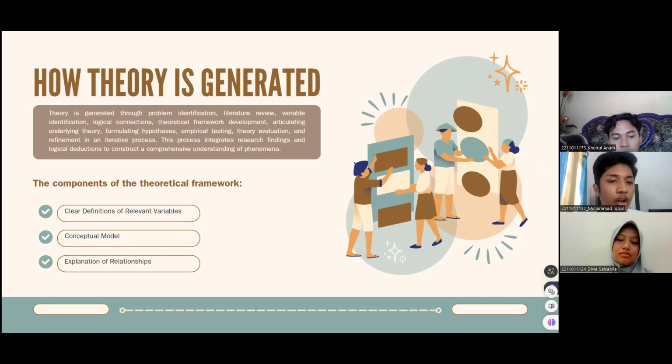There are three components of the theoretical framework. The first one is clear definition of relevant variables, conceptual model, and explanation of relationship.